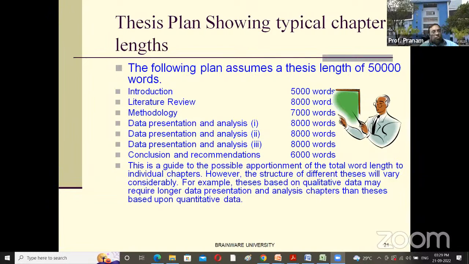For introduction, 50 pages; literature review, 80 pages; methodology, 70 pages; and data presentation, if having 3 chapters, 80 pages for each of the 3 chapters; and for conclusion and recommendation, 60 pages. This is only a possible guide for the apportionment of the total word length to individual chapters. However, the structure of different theses will vary considerably. For example, a thesis based on qualitative data may require longer data presentation and analysis chapters than a thesis based upon quantitative data.